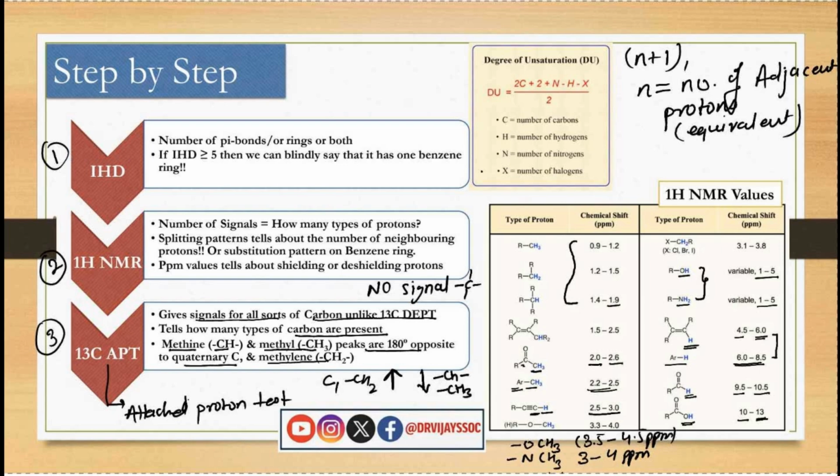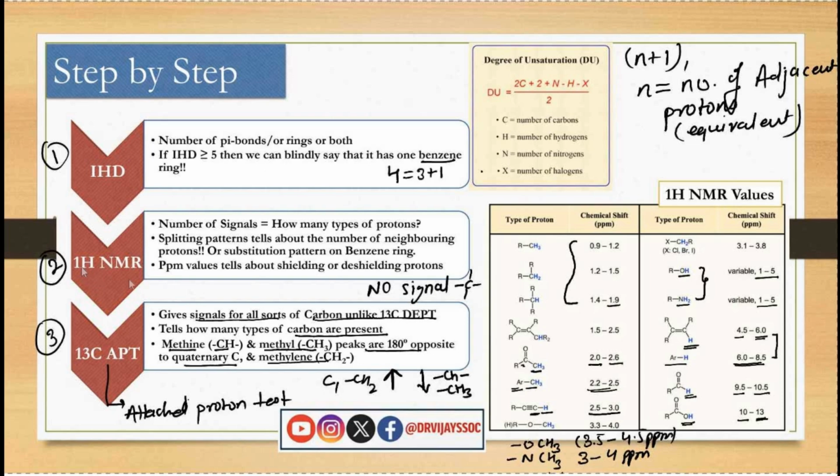So the first step is calculating the index of hydrogen deficiency, which is also known as degree of unsaturation, and this is the formula: 2 multiplied by the number of carbon atoms plus 2 plus the number of nitrogen atoms, minus the number of hydrogen atoms, minus the number of halogen atoms, divided by 2. The value gives the number of pi bonds or rings, or it could be both. If this value is equal to 5 or greater than 5, then we can blindly say that it has one benzene ring, and this benzene ring will correspond to the value 4 because it has 3 pi bonds plus 1 ring.